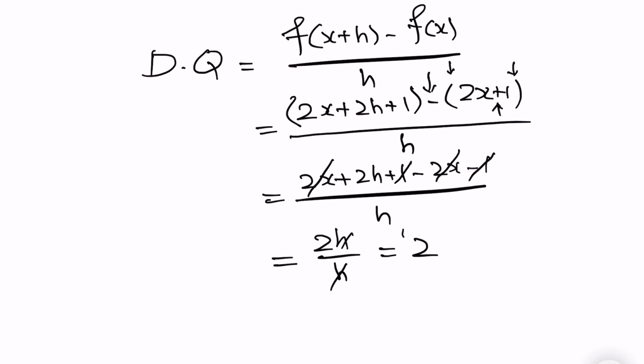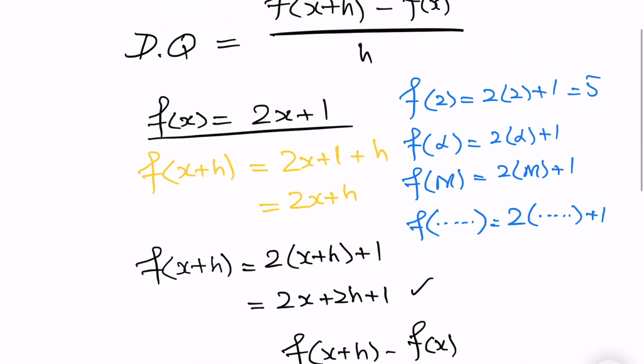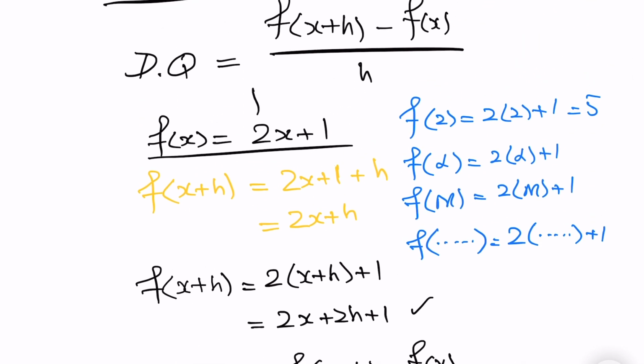Well, now the question is, what is this 2? It will always be your slope, because if you see this function f of x, which is equal to 2x plus 1, this is in the slope-intercept form. So 2 is the slope and 1 is the y-intercept.